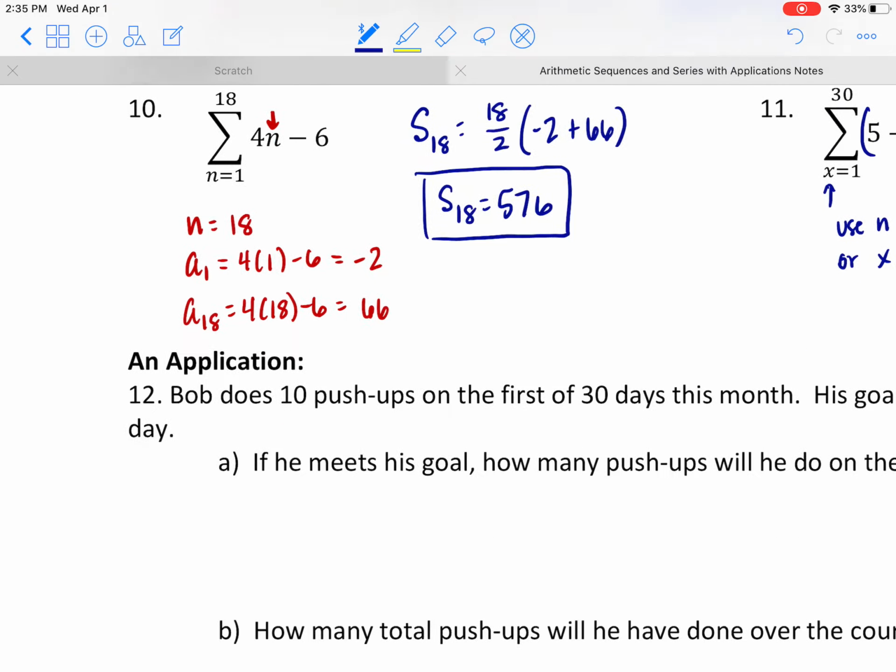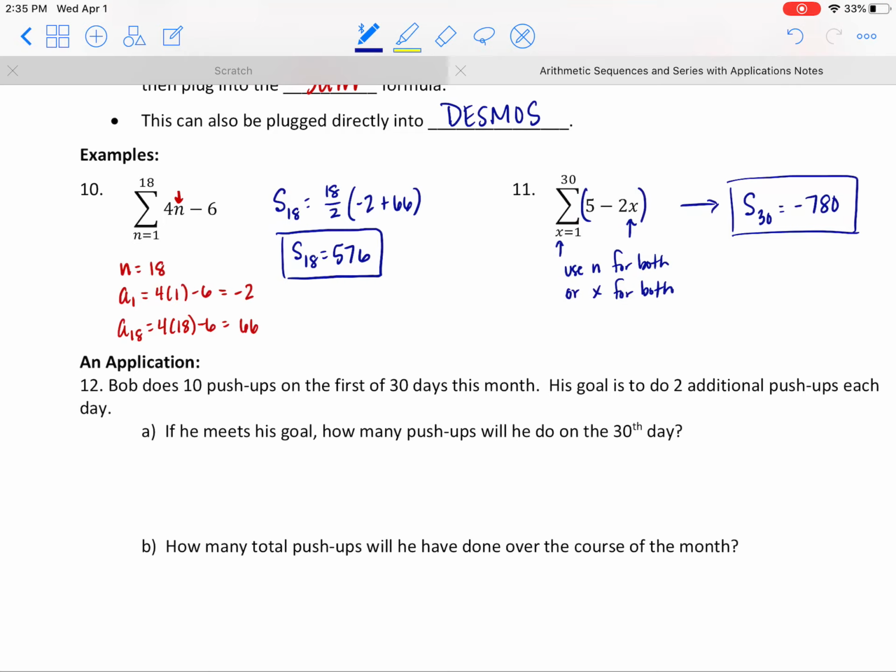Okay, so you have the option of working by hand, you have the option of plugging into Desmos. All right, so one application, not that this is the best application, but there are some places where some of these formulas are actually useful. We've got Bob. He does 10 push-ups on the first of 30 days this month, and his goal is to do 2 additional push-ups each day. So if he meets his goal, how many push-ups will he do on the 30th day? And then how many total push-ups will he have done over the course of the month?